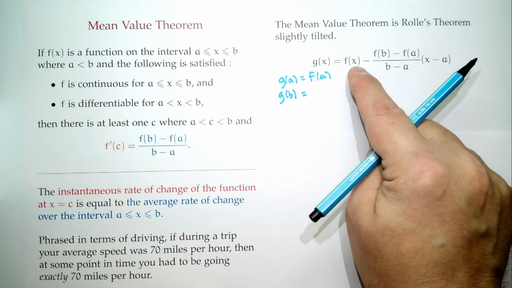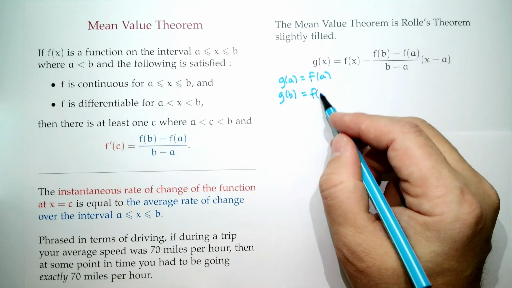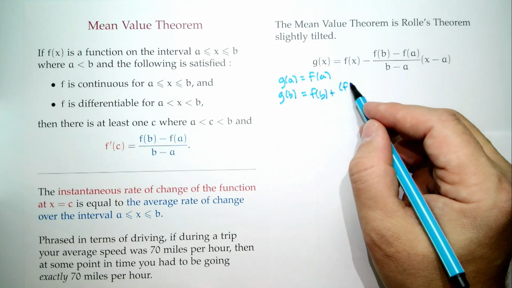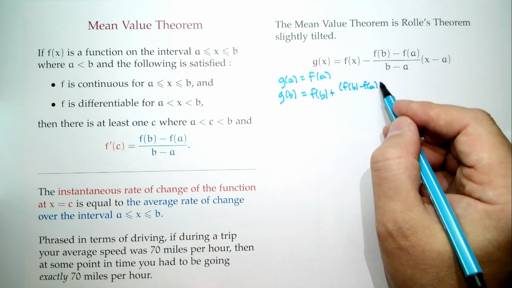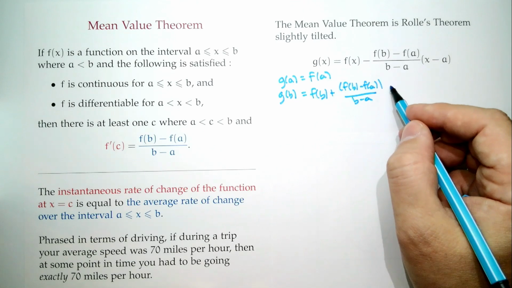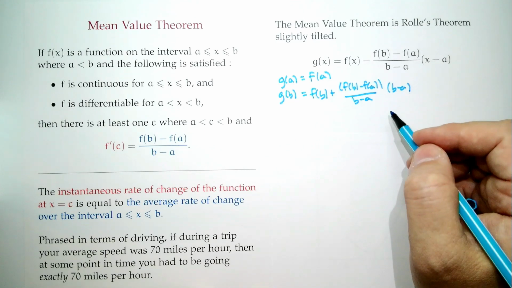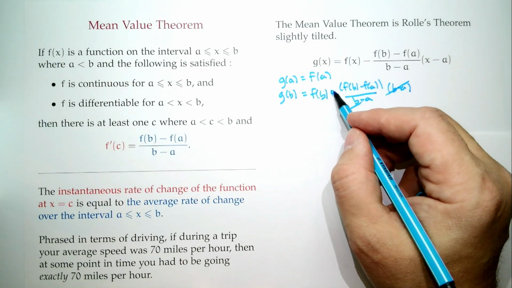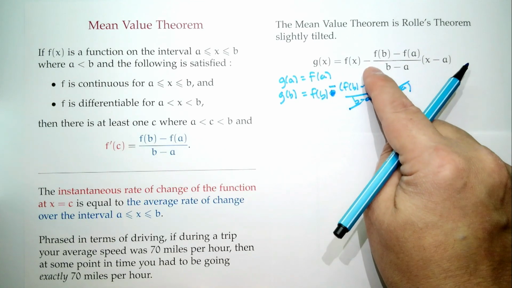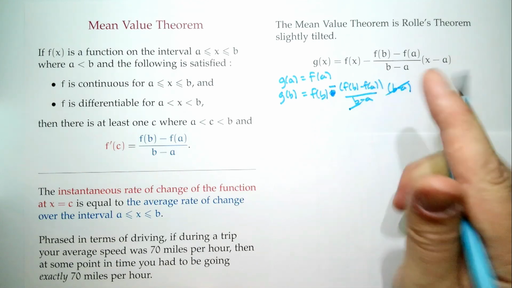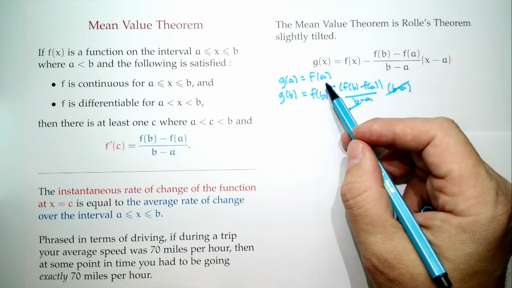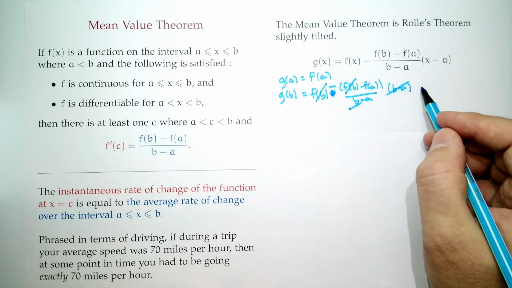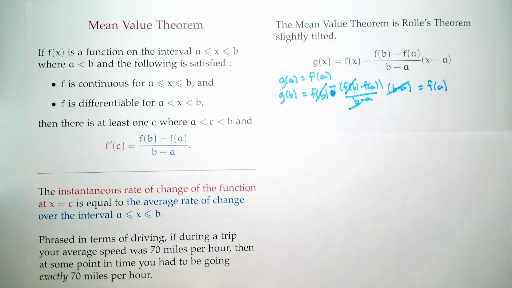Well, we get f of b plus f of b minus f of a over b minus a times b minus a. The b minus a's cancel, and my inability to copy makes me nervous. That's a minus, not a plus. Then what happens? The f of b's cancel. You're left with f of a. So g of a is equal to g of b.